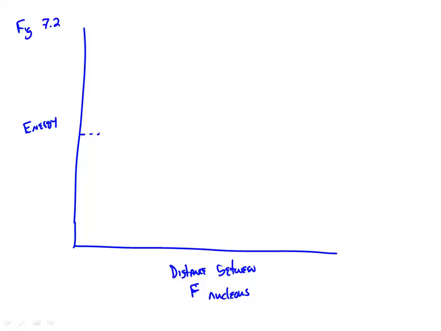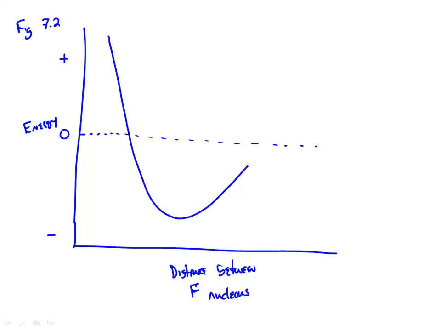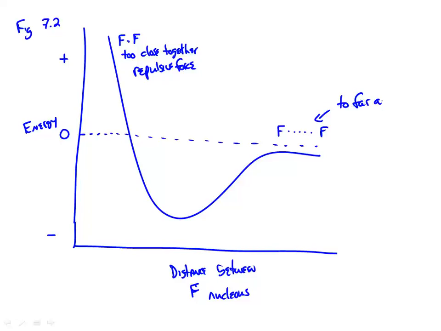And what we find is that, you know, there's the zero energy level. And then, of course, we've got positive and negative. Notice we're not putting any values on this because we don't really care. And what happens is you get an energy curve that looks sort of like this, where here my fluorines are too close together, and there's that repulsive force forcing them apart. You've got out here where you have your two fluorine atoms too far apart, so there's no attractive force.